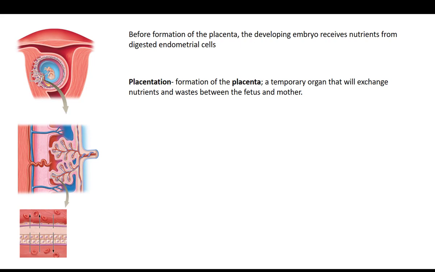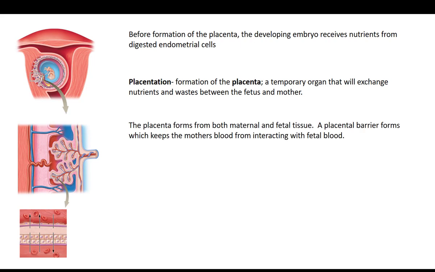Placentation is the process with which the placenta forms, and this is a temporary organ. This is going to exchange nutrients and waste between the fetus and mother. So this is a union of the two tissues, the maternal and the fetal tissue. A placental barrier is going to form, and that's going to keep the mother's blood from interacting with the fetal blood. Now, hopefully at this point, particularly since you have been through the immune system, that makes sense, right?